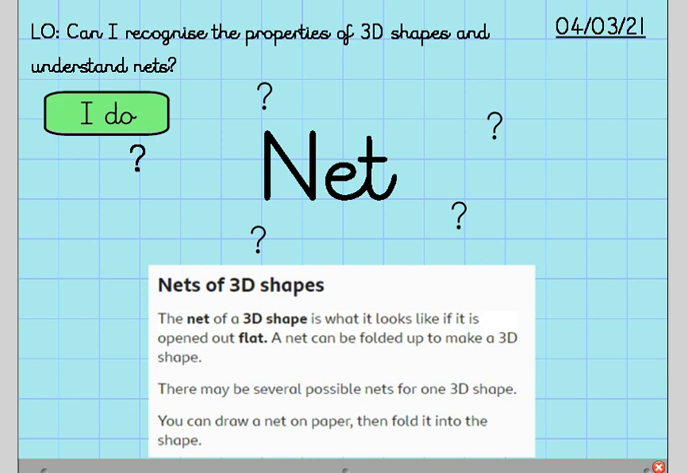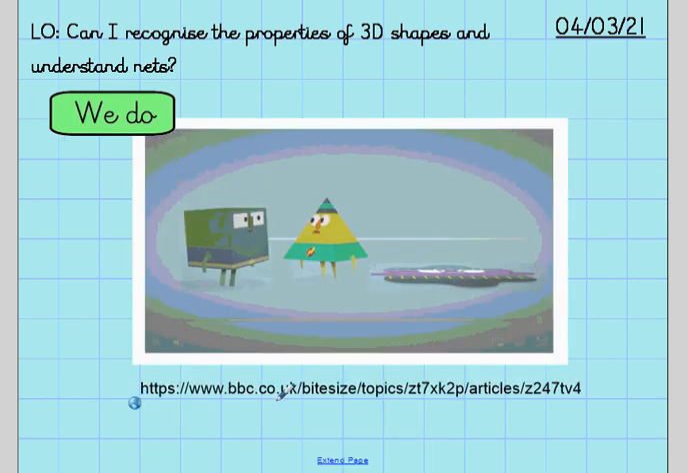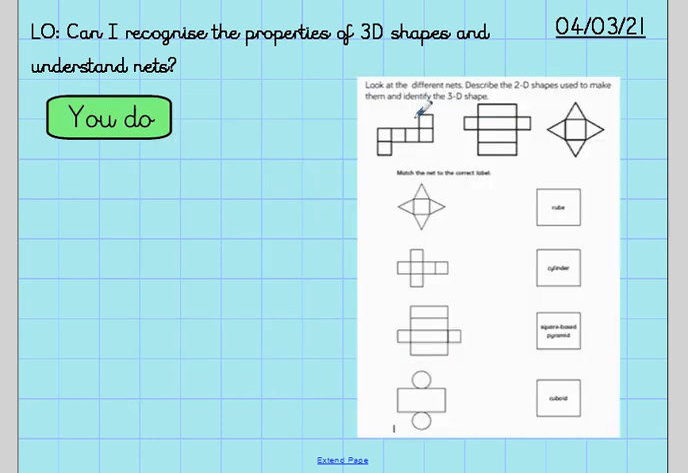There is a video on nets, and on this bite-sized page there is a quiz and a couple of activities to remind you what nets are, what they look like, and how they're built and made. That link is in the activity this morning as well as the link to this video. You can go to that page and have a look, and there are a few questions for you to answer about the nets of 3D shapes. The first one looks at the nets of these shapes and asks you to describe the 2D shapes that make them up, and then what 3D shape you think it would make.